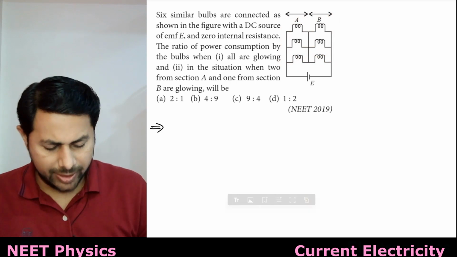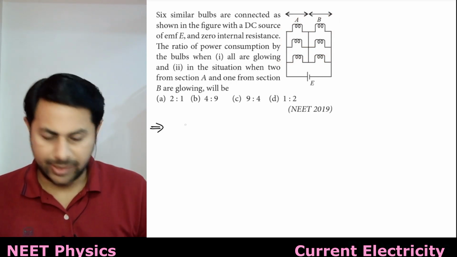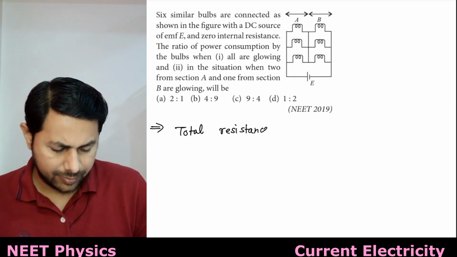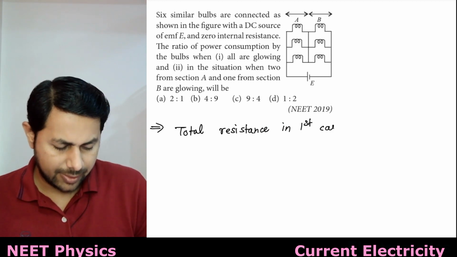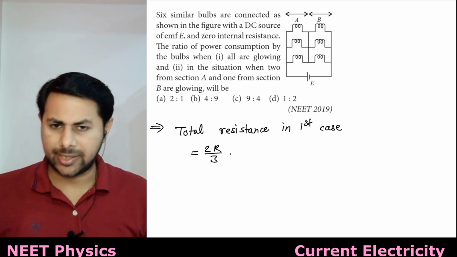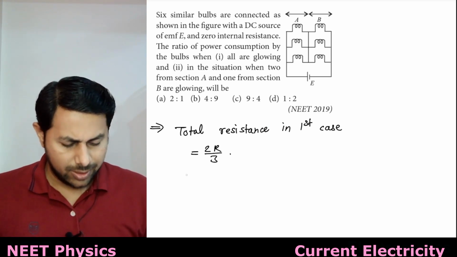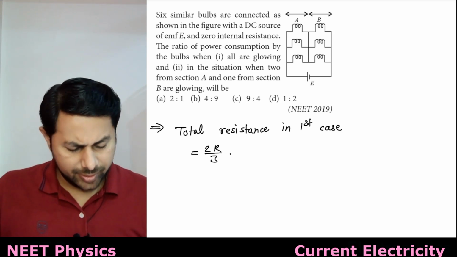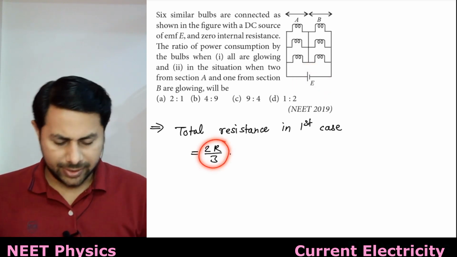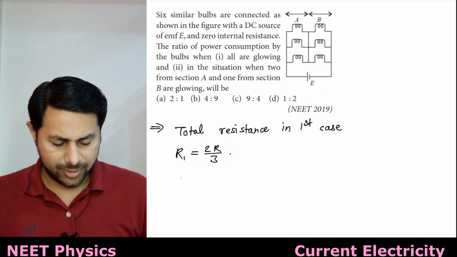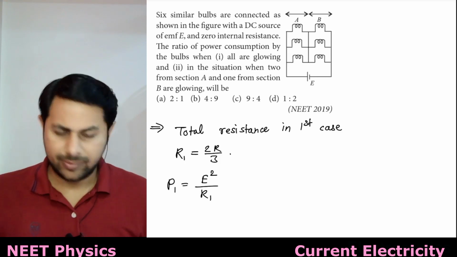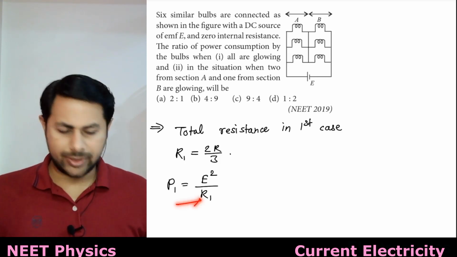Therefore what would be the total resistance? Total resistance in the first case is just equal to 2R by 3, right? And therefore what would be the power dissipated? You can just say it is E square divided by this total resistance, in the first case R1. So power dissipated in the first case is E square divided by R1. Right now let's not substitute the value, we'll substitute that at the end.